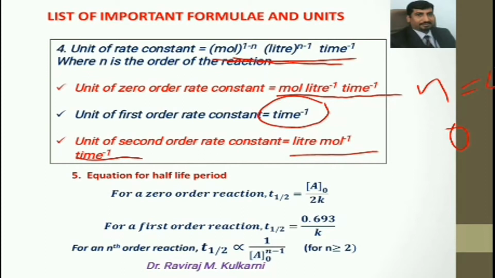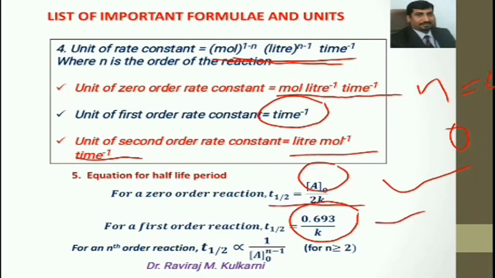So next we'll go to the equation for half-life period. For zero order reaction, t half is equal to what? A naught by 2K. So for zero order reaction, the t half depends on the initial concentration A naught. For a first order reaction, t half is equal to 0.693 by K.